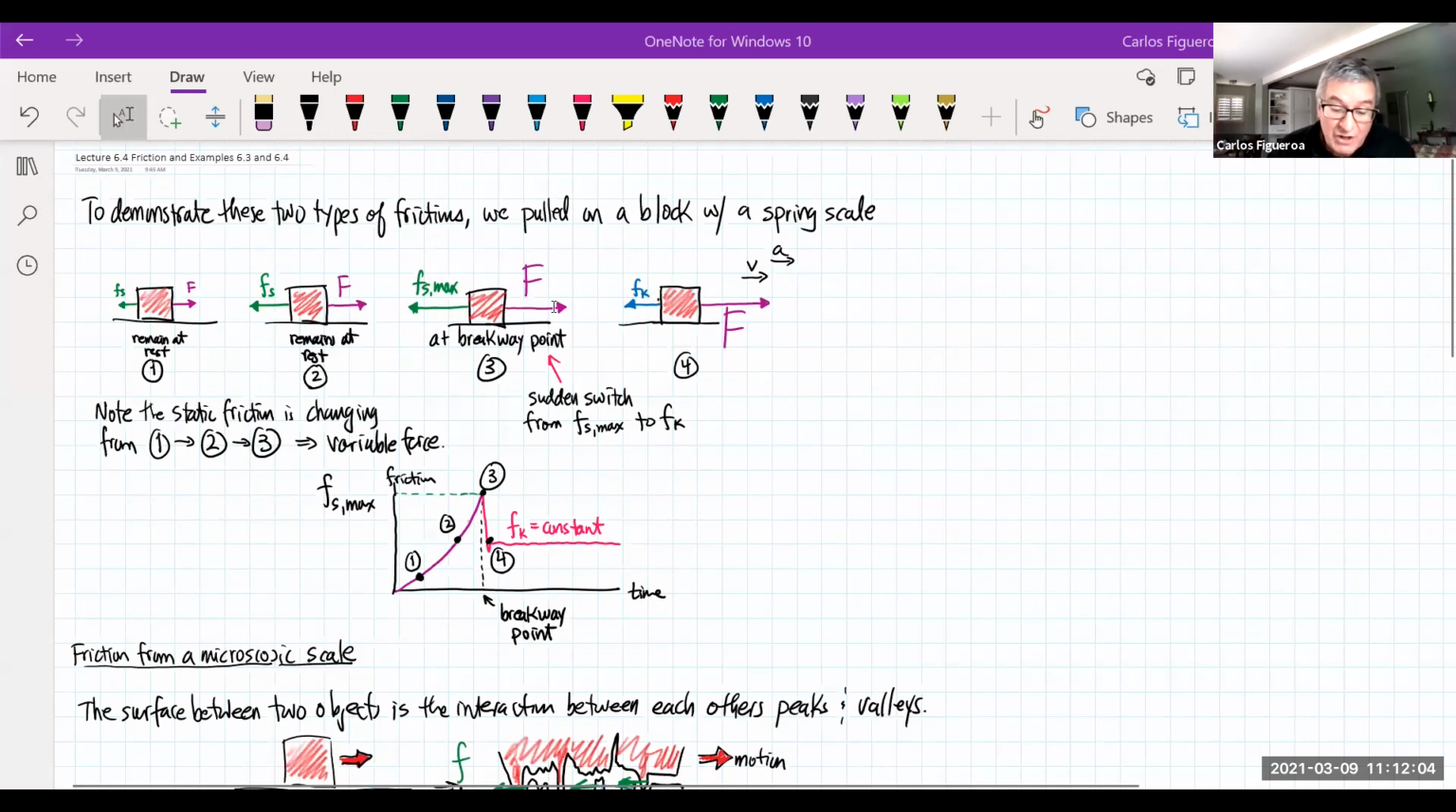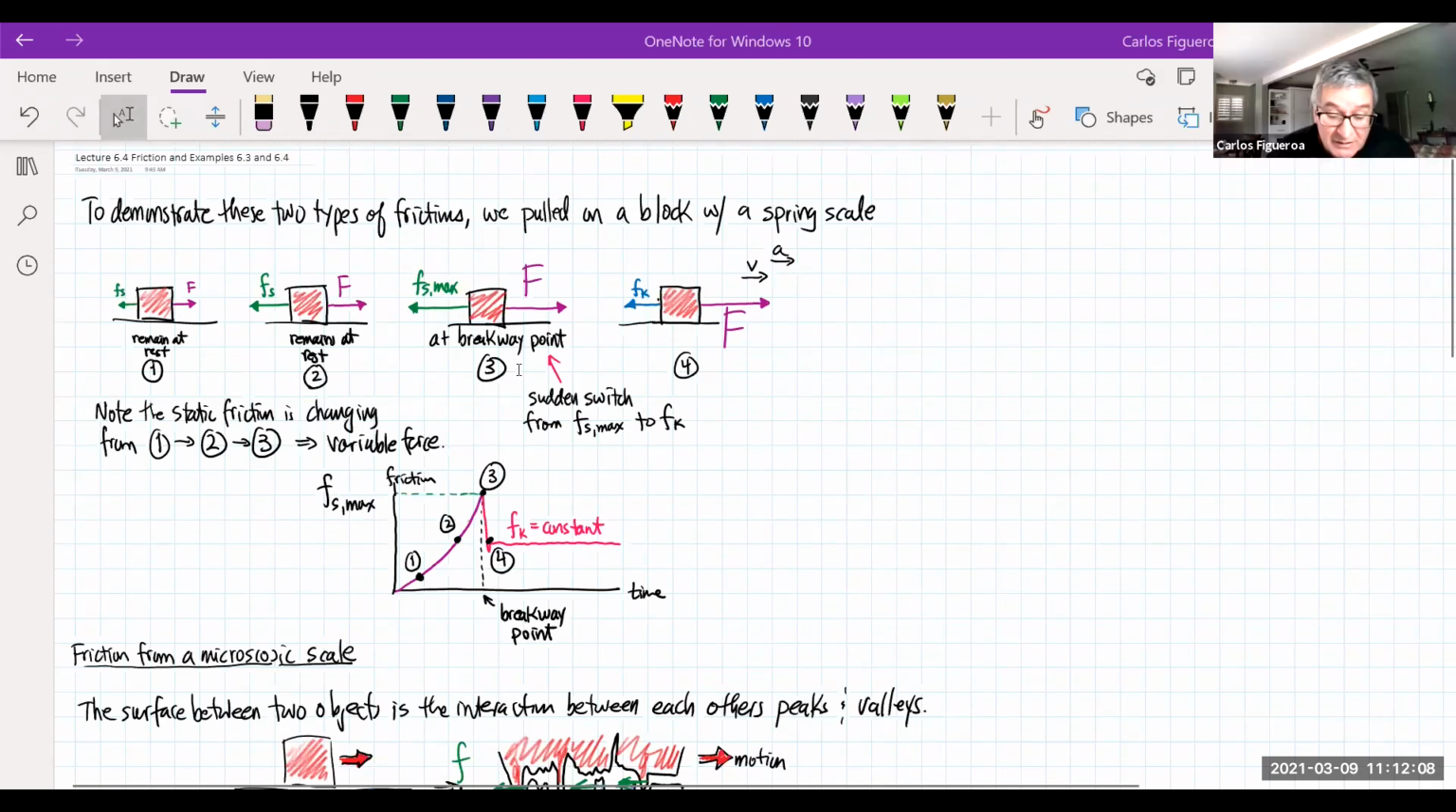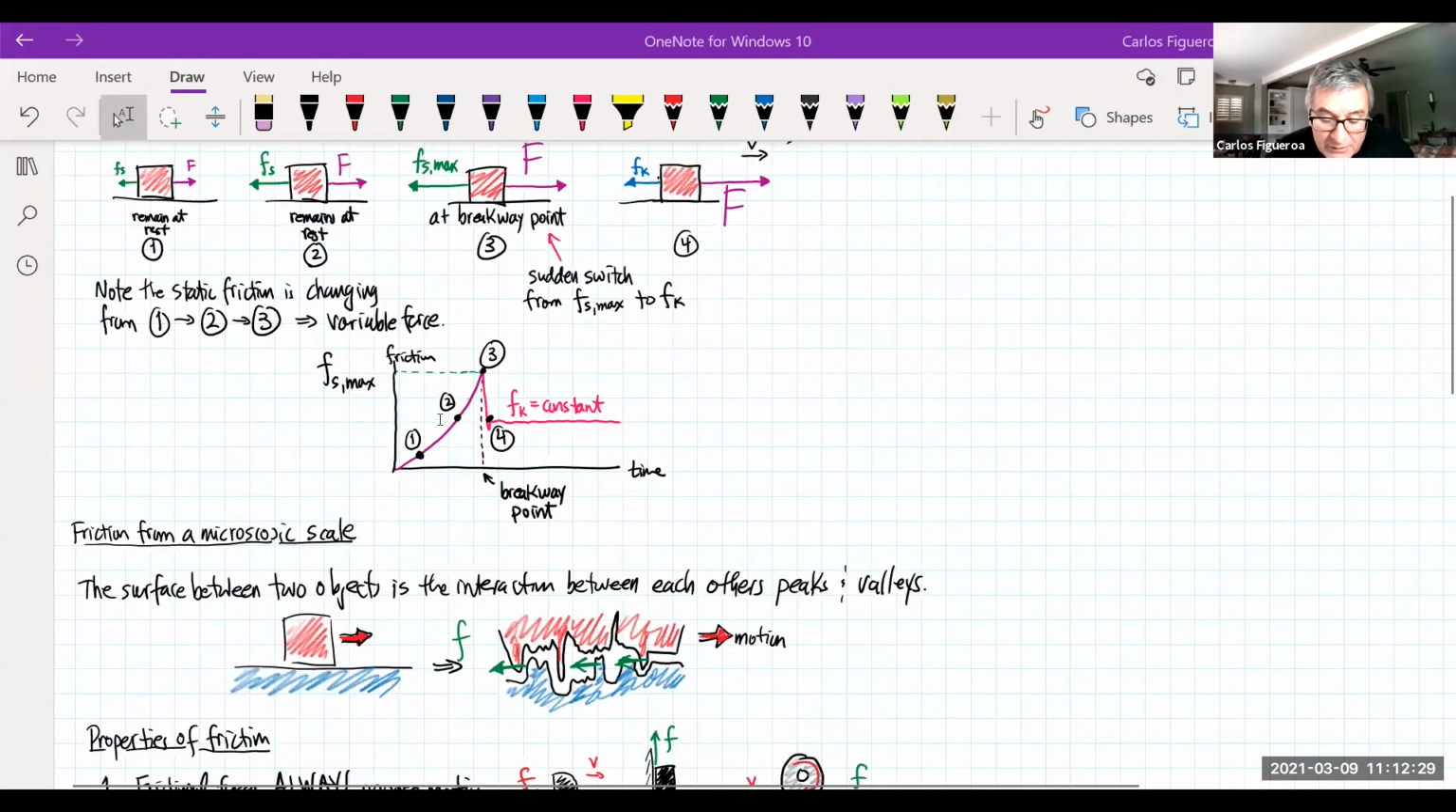And if I pulled even harder and it's right at the verge of sliding or slipping at the breakaway point, then it suddenly switches from Fs max to Fk. So now all of a sudden, the force is greater than the kinetic frictional force, and so I can accelerate from rest. So what I did here is that I went in and I labeled these points 1, 2, 3, and 4, which is what I didn't do last time.